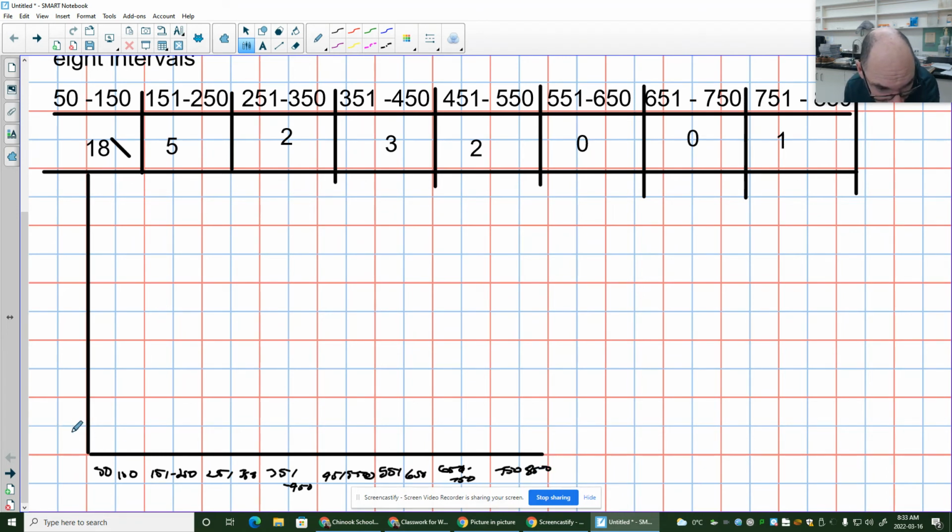Okay, so now we have to go 1, 2, well, we got 18. So there's 1, 2, 3, 4, 5, 6, 7, 8, 9. So if each of these is 2, we're good. So this is 0, 2, 4, 6, 8, 10, 12, 14, 16, 18. Okay, so 0 to 50 is 18, so it goes all the way up to here. Make our bar. Whoops, it's a little bit crooked.